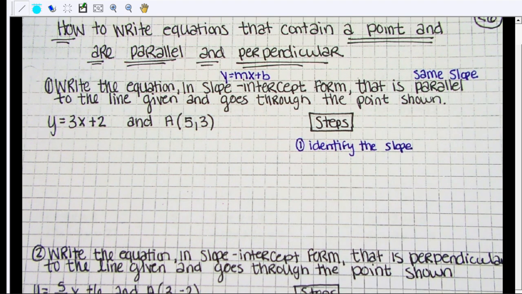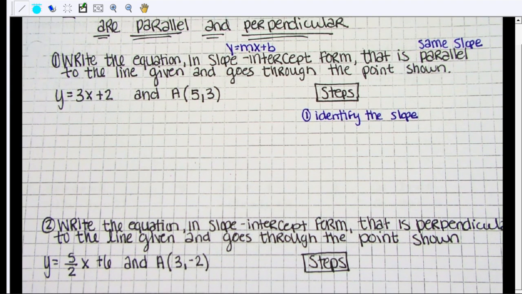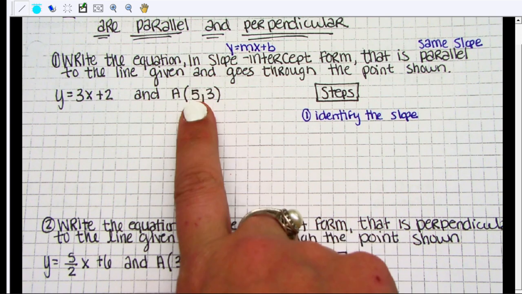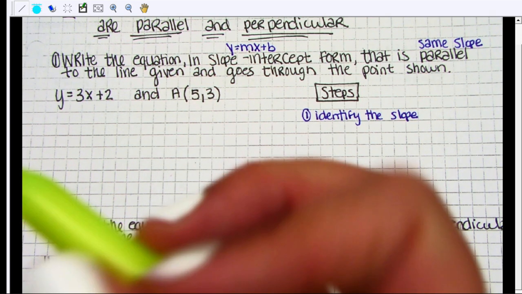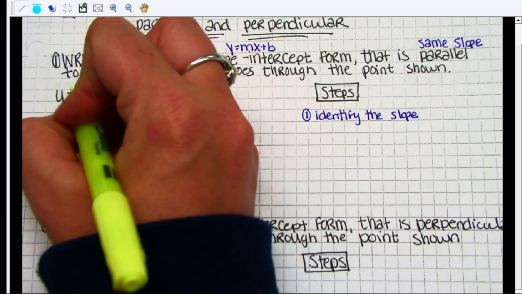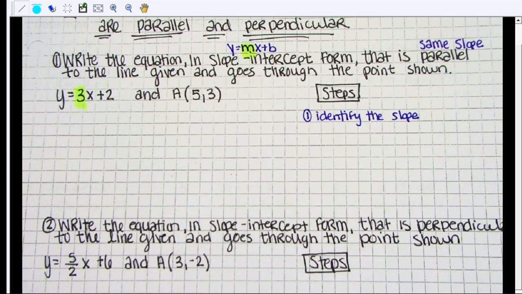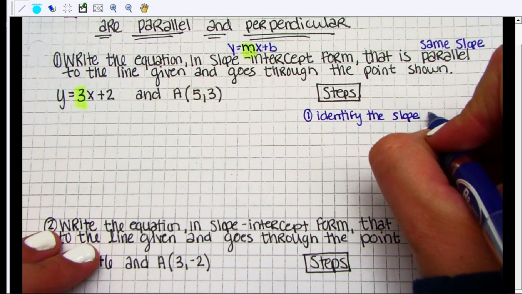What is the slope of my line? What's the slope of my line? No, 5's a point. There's no negatives here. 3. Remember, in front of x is slope. So the value in front of x is 3. So I'm going to identify my slope. My slope is 3.